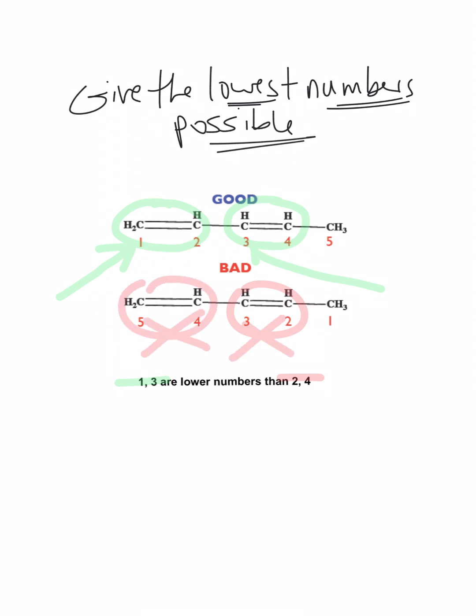because that would give you the only options of calling it 2 and 4 or calling it 3 and 5. 2 and 4 are higher numbers than 1 and 3, so you always number them to give them the lowest possible numbers. And you apply that to the alkyl groups as well.